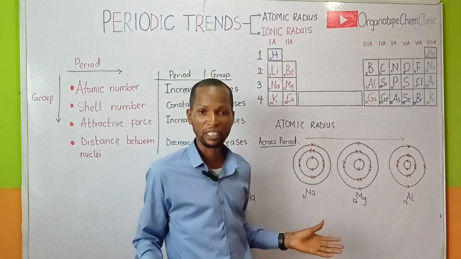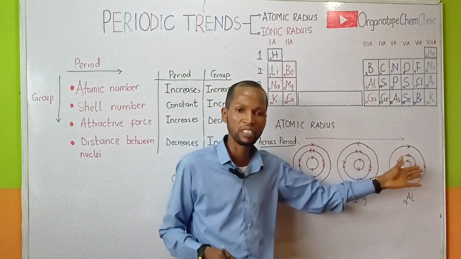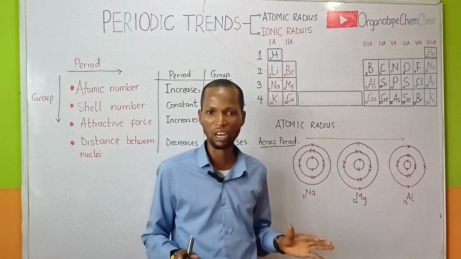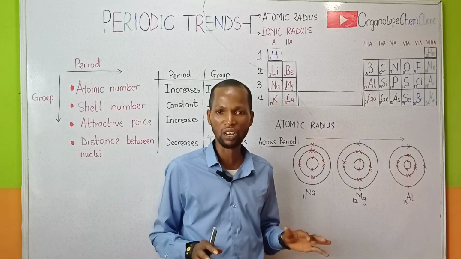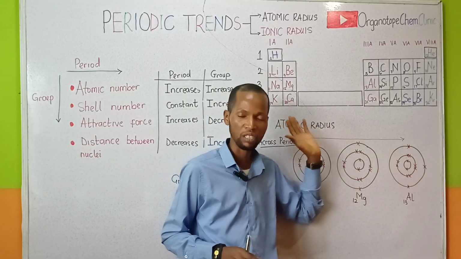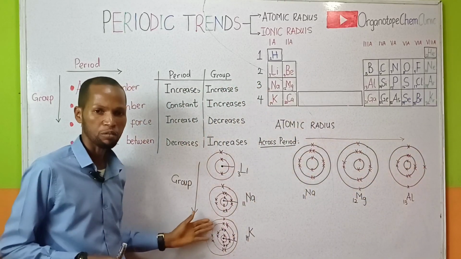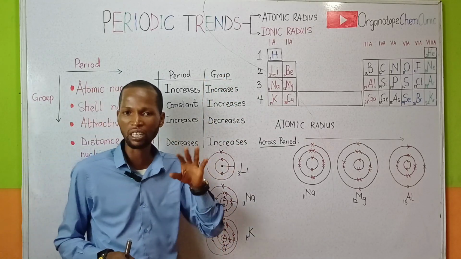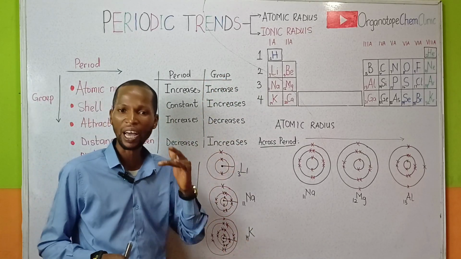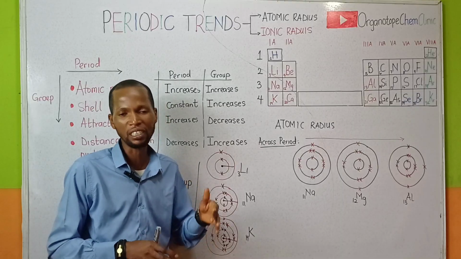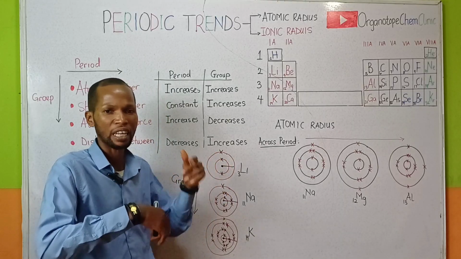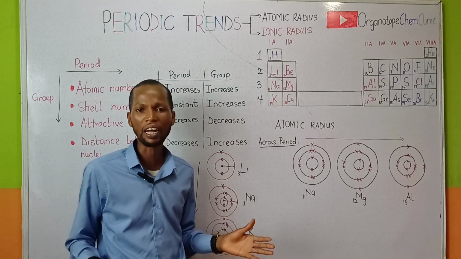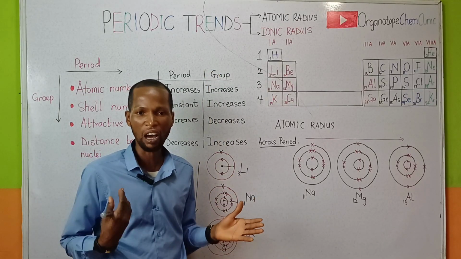down the group. In general, the atomic radius decreases across the period as more electrons are being added to the same shell. The shell number remains constant across the period from left to right. While down the group, the shell number increases while the number of electrons in the outermost shell remains constant. So as shell number increases, the distance between the nucleus and the outermost electron increases down the group. Therefore, the atomic radii increase down the group.